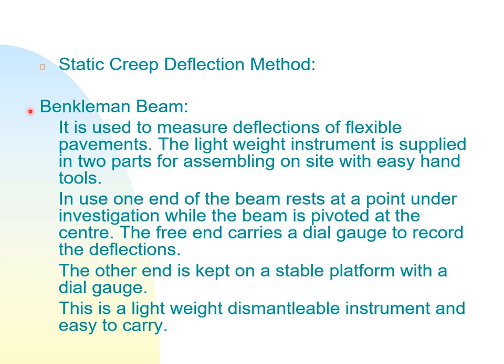And under that, we will discuss the Benkelman beam. It is used to measure deflections of flexible pavements. The lightweight instrument is supplied in two parts for assembling on site with easy hand tools. In use, one end of the beam rests at a point under investigation while the beam is pivoted at the center. The free end carries a dial gauge to record the deflections. The other end is kept on a stable platform with a dial gauge. This is a lightweight, dismantlable instrument and easy to carry.